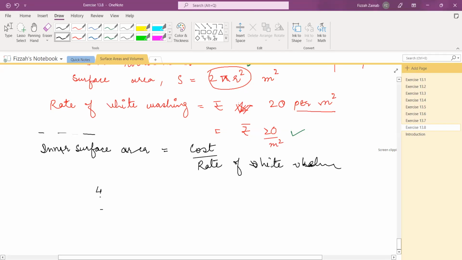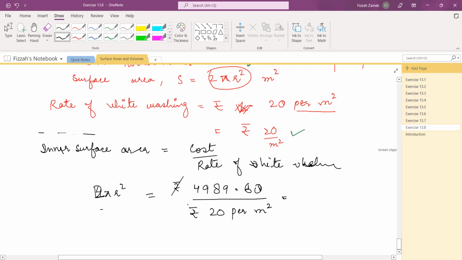So basically this 2 pi r square will be equal to, what is the total cost? 4989.60. Okay, and divided by my rate, which is rupees 20 per meter square. Yes. So I'll take this meter square in the numerator. I can write it like this.